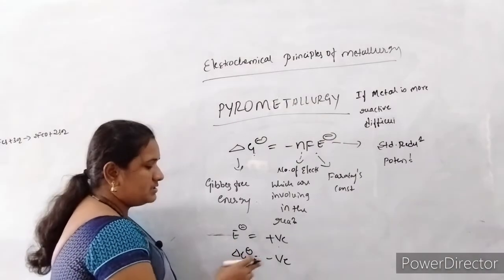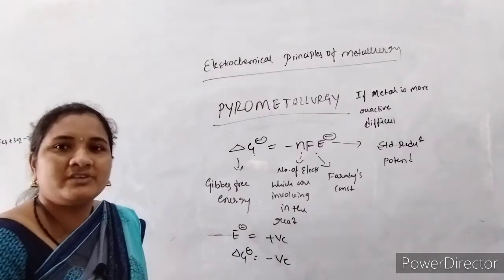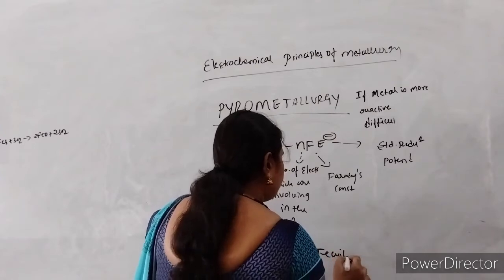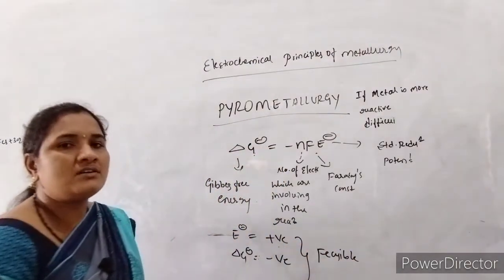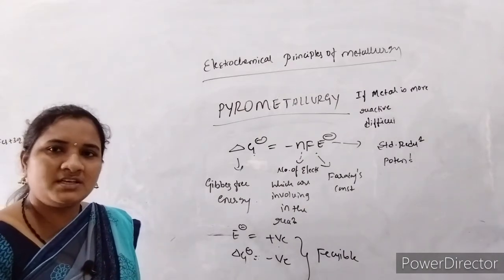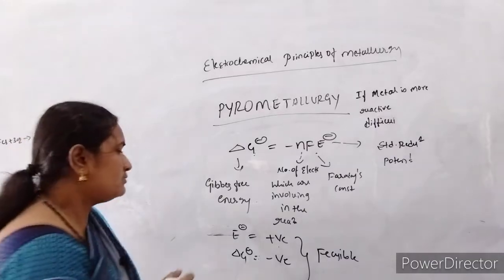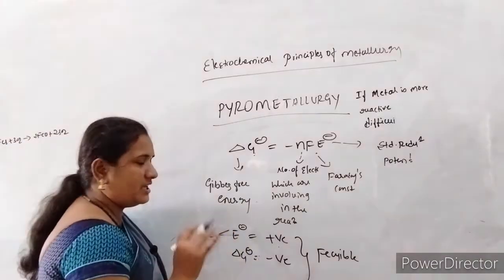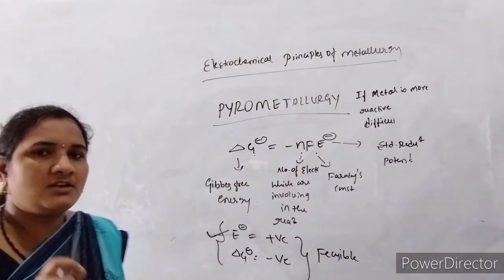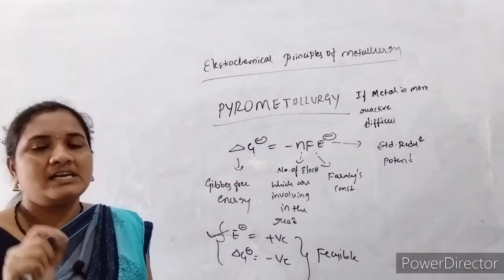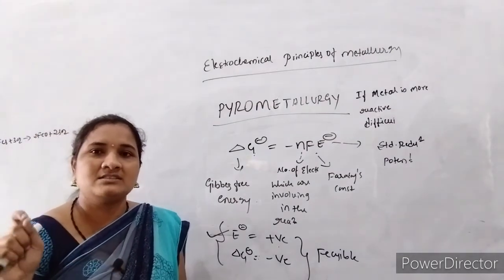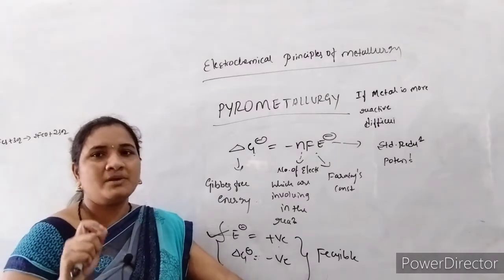If delta G value is negative, then the reaction will be feasible. That is, the reaction can occur easily. It is feasible because if delta G is negative, it shows a spontaneous reaction, and spontaneous means feasible. So you can remember only these two things: when the standard electrode potential becomes positive, the delta G naught value becomes negative. If delta G naught is negative, then the reaction will be feasible.